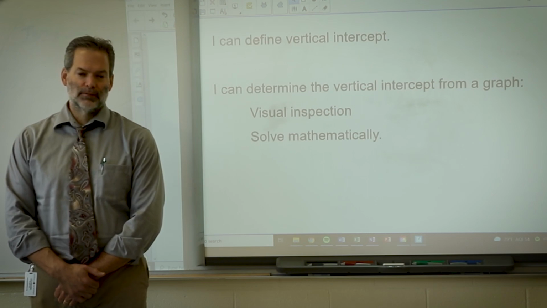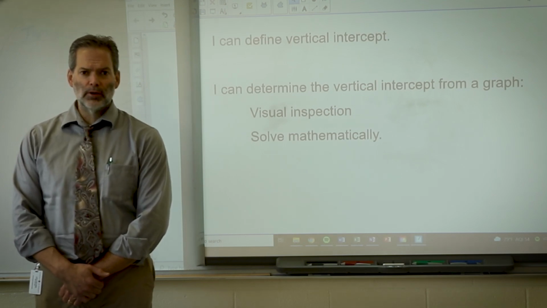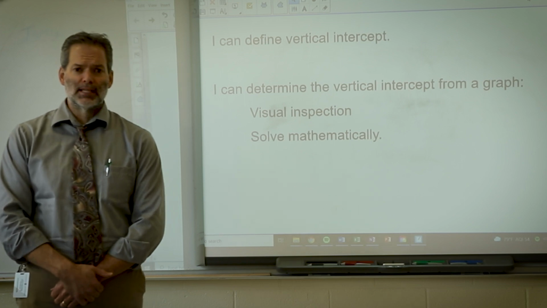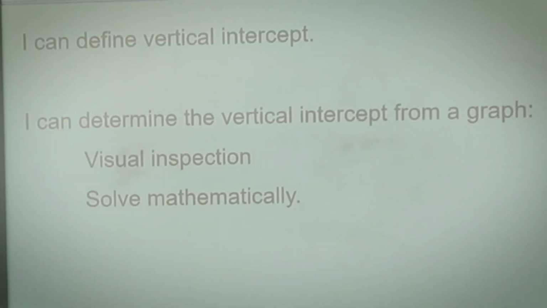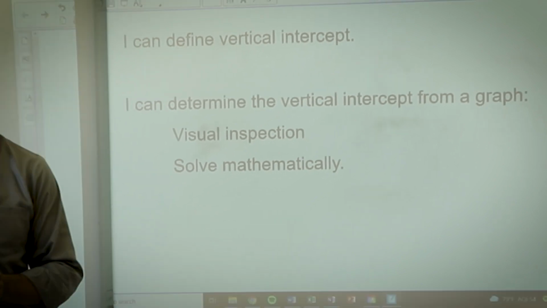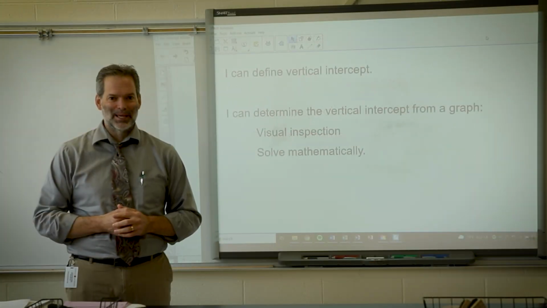Short video for physics. In today's episode, we are going to look at vertical intercept. By the time this video ends, you will be able to define the vertical intercept. You'll be able to find the vertical intercept on a graph, whether you do so visually, just by seeing where it crosses, or whether we have to solve for it mathematically. So with that, let's begin.